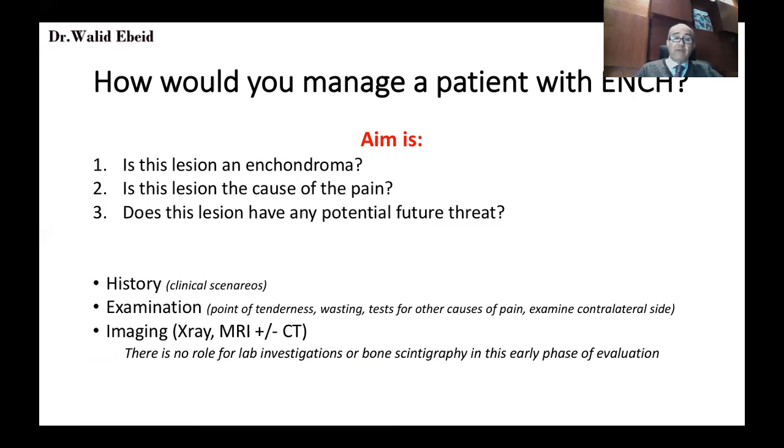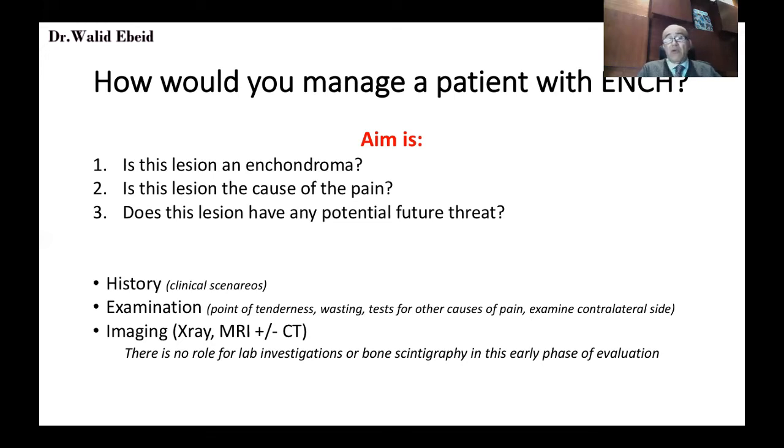Of course, we have to evaluate the imaging studies. X-ray is very important. We actually diagnose enchondroma easier with an X-ray than an MRI and CT. So we have to order an X-ray if the patient is coming only with an MRI. And if she has an X-ray, we have to do an MRI or CT as well to evaluate the patient.